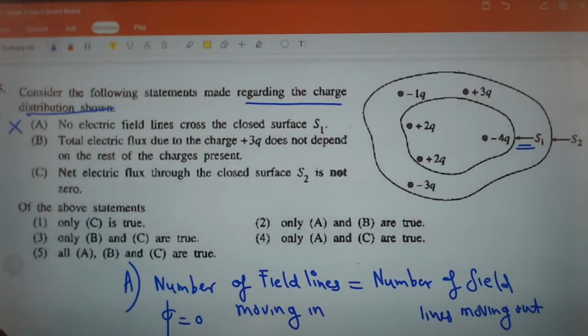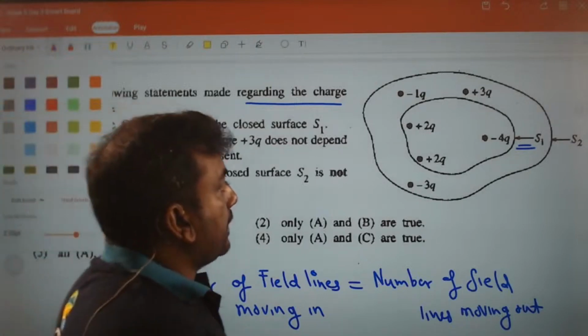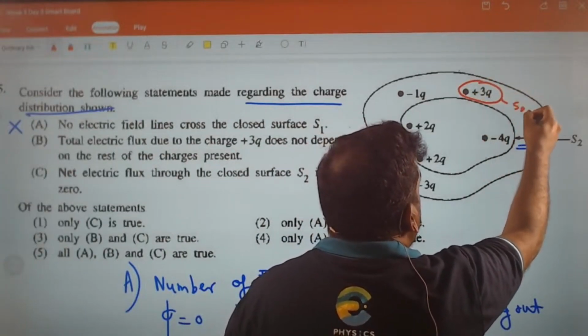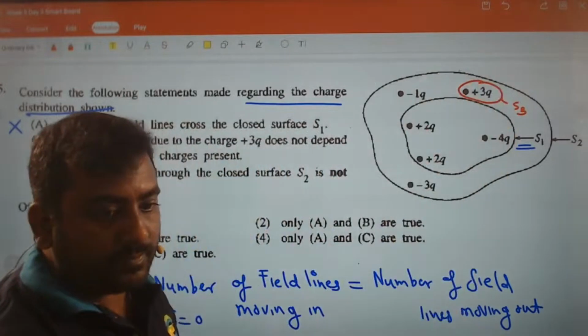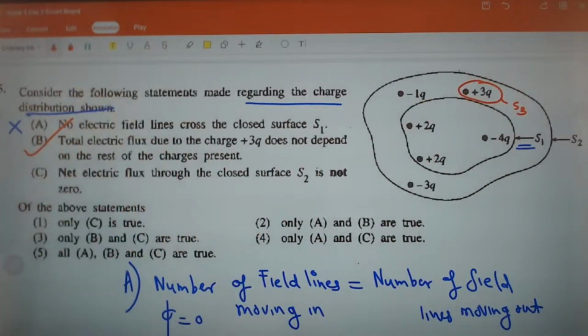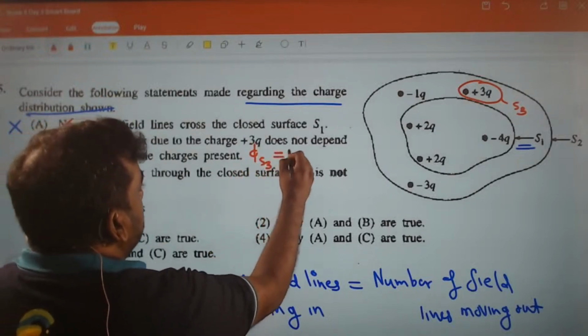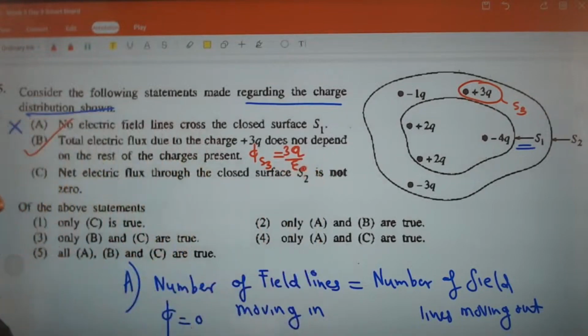Second one. Total electric flux due to charge plus 3Q does not depend on the rest of the charges present. Look at the board carefully. If I take a Gaussian surface around plus 3Q, let's say S3, the flux through S3 depends only on the charge 3Q. So this statement is correct. Flux through surface S3 is 3Q divided by epsilon naught, which does not depend on the surrounding charges. Statement B is correct.